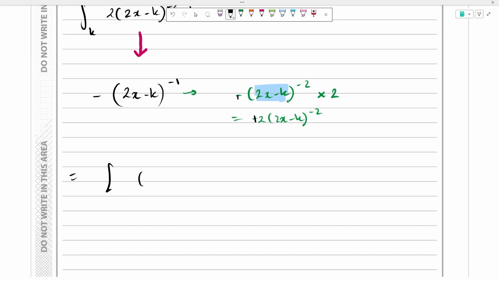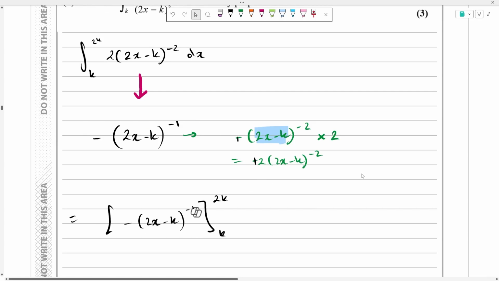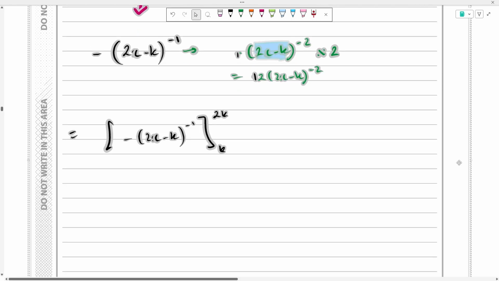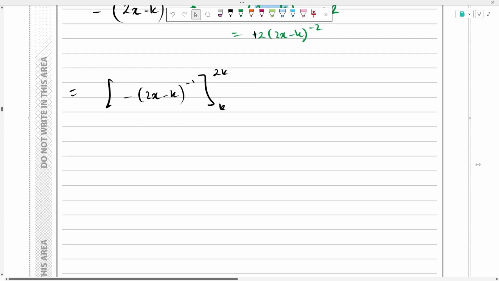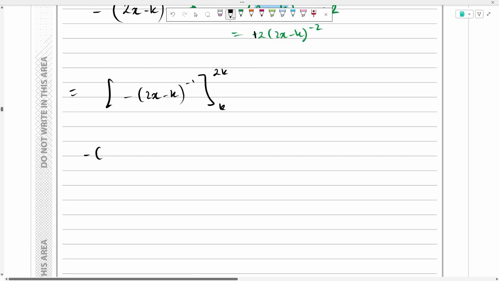And essentially, you can call this integration by recognition. It's a bit of chain rule and a bit of testing. Okay, how does this relate to this, and how can I slightly adjust it so I get this part here. Okay, I'm going to sub in the limits. So I end up with the following: minus 2k minus k, which is just minus k, to the power of minus 1. Cool. Minus, and then we have a minus inside as well.